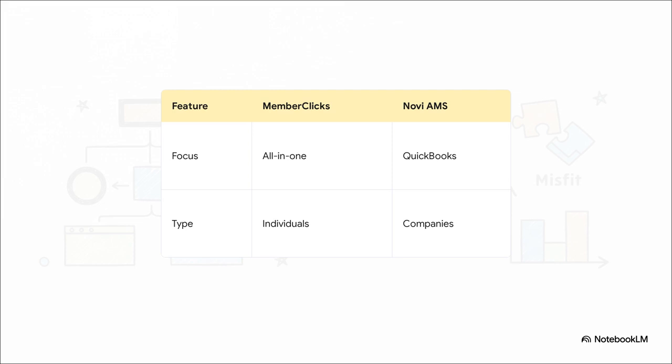On the flip side, you should evaluate NoviAMS if you're a trade association with company members. QuickBooks is already central to your workflow. You desperately want that tight membership to accounting sync, and you value trade-specific operational design and support.